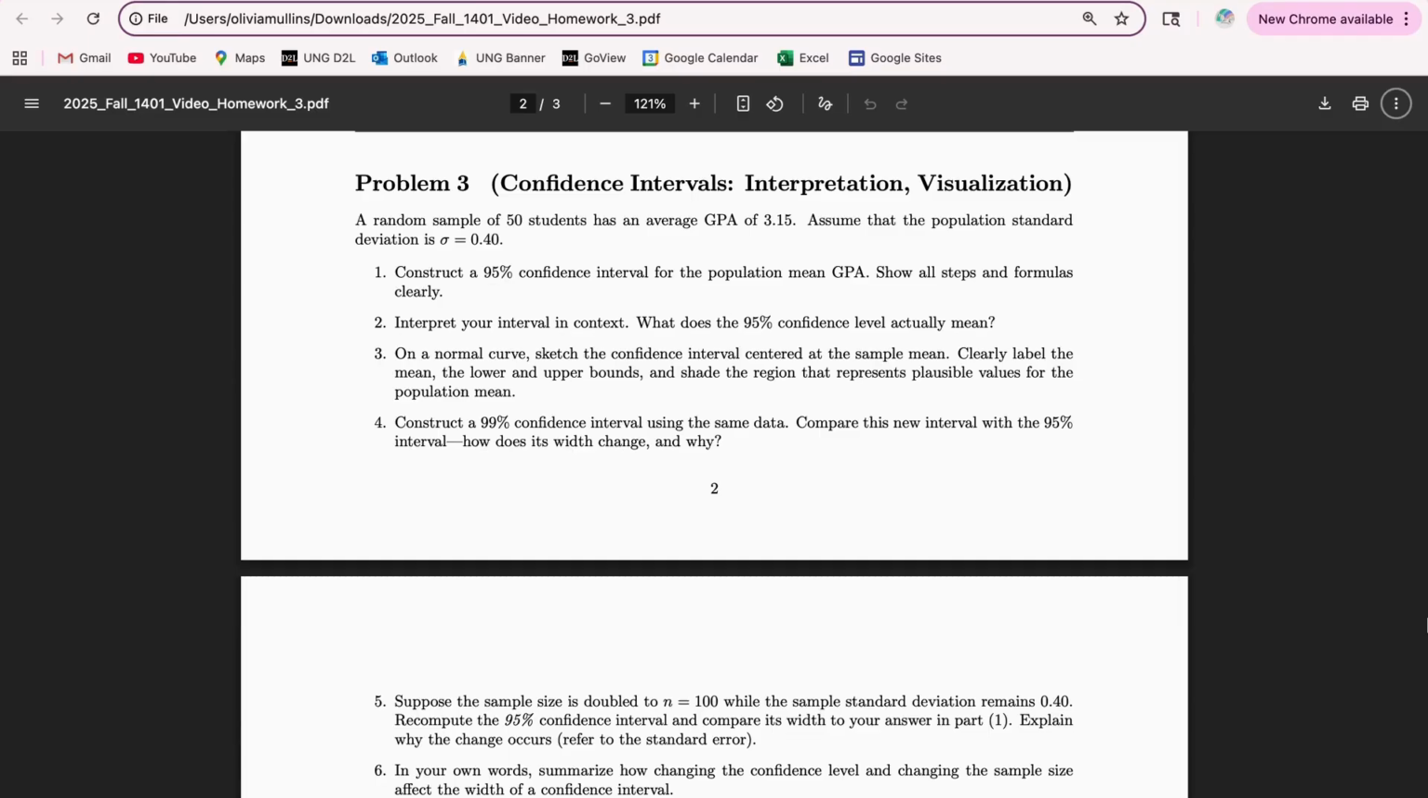After finishing all the questions from problem 2, we can now move on to problem 3. It says, a random sample of 50 students has an average GPA of 3.15. Assume that the population standard deviation is 0.40. For the first part, it says, construct a 95% confidence interval for the population mean GPA. Show all steps and formulas clearly.